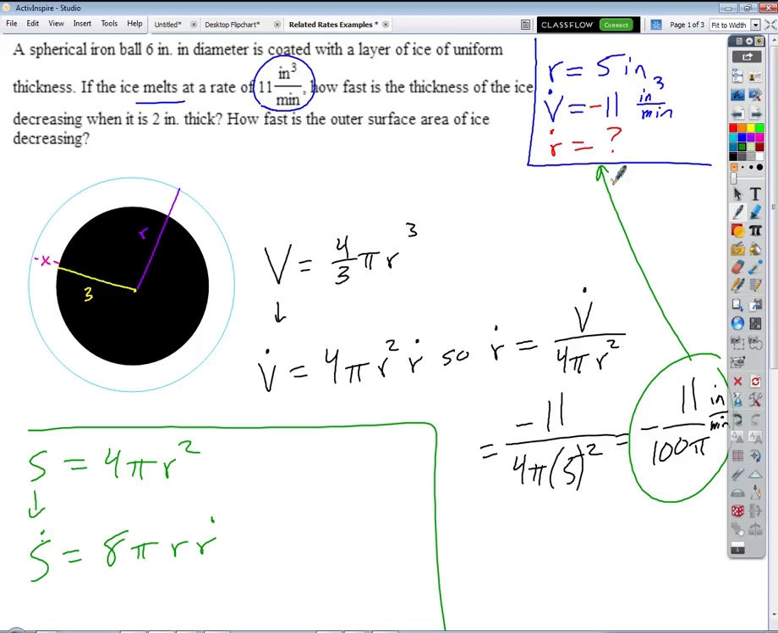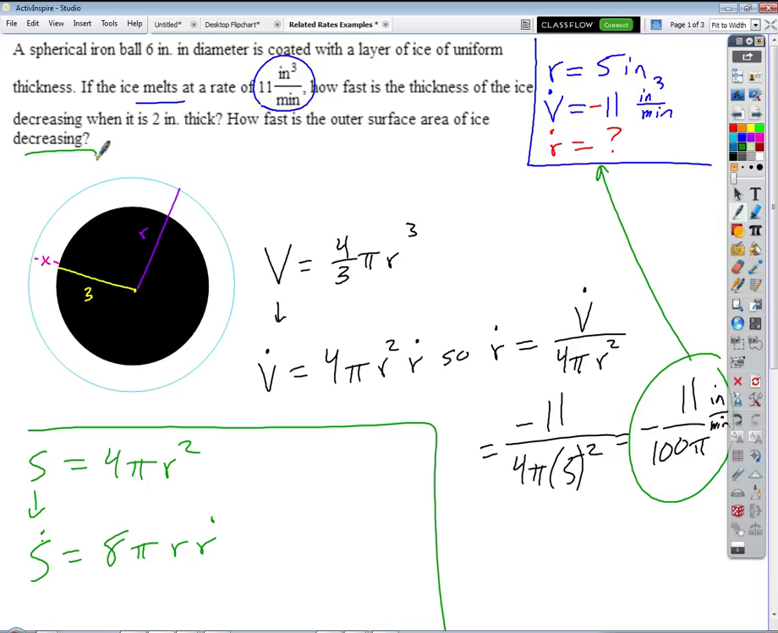Would we include the negative in the r dot on this side? Good question. Do we want to include the negative sign? Yes, we do, because r dot is negative. If you interpret the question, that makes S dot negative, which it should be, because obviously the surface area is decreasing as the ice melts and the whole thing gets smaller. But they ask how fast the outer surface area of the ice is decreasing, so we don't include the negative in our answer.